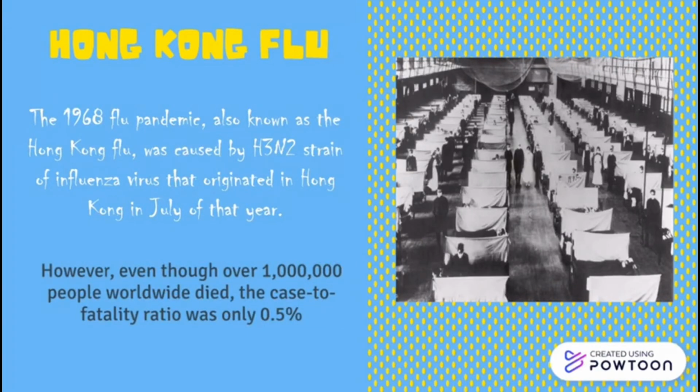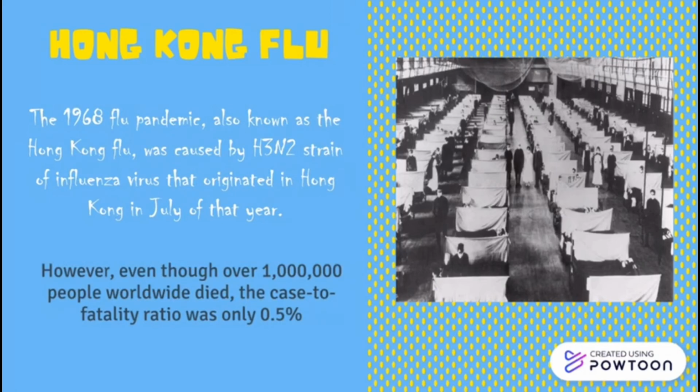First on this list is the 1968 flu pandemic, also known as the Hong Kong flu. It was caused by the H3N2 strain of influenza virus that originated in Hong Kong in July of that year. However, even though over 1 million people worldwide died, the case fatality ratio was only 0.5%. Part of the reason why the death toll wasn't higher was that many had retained immunity after the same strain spread throughout the world a decade earlier.